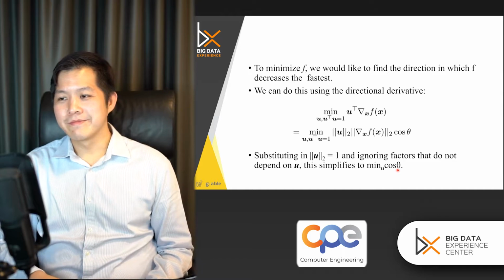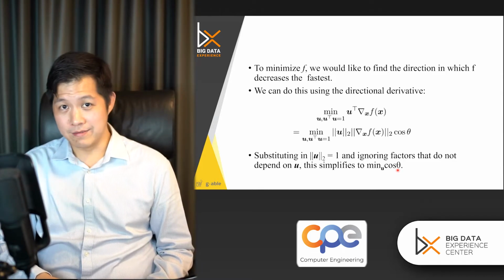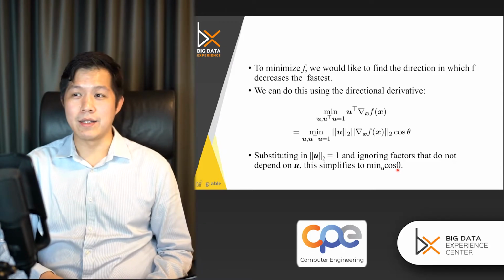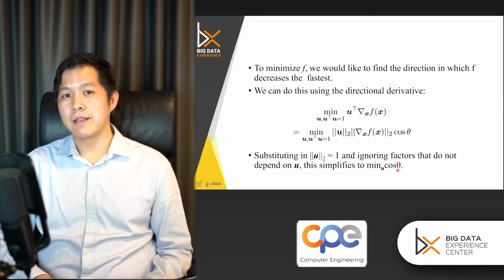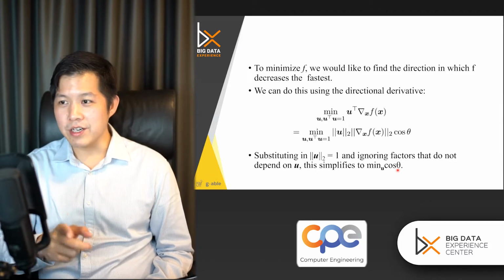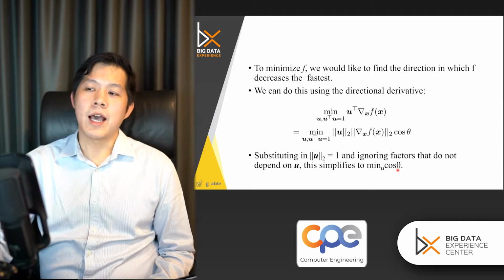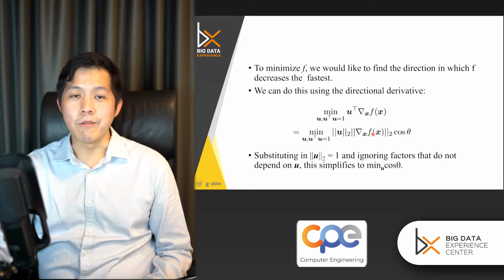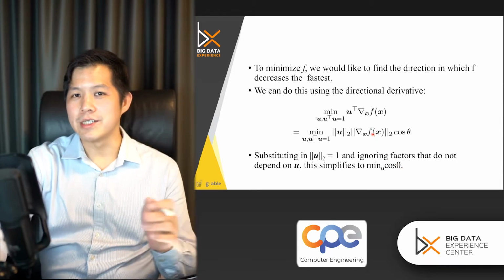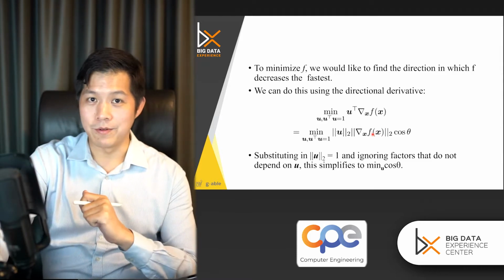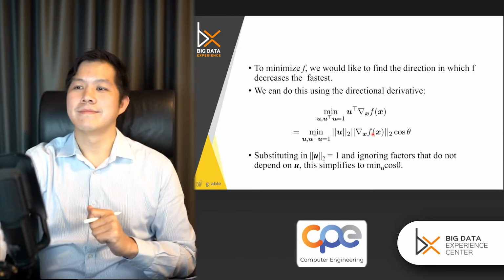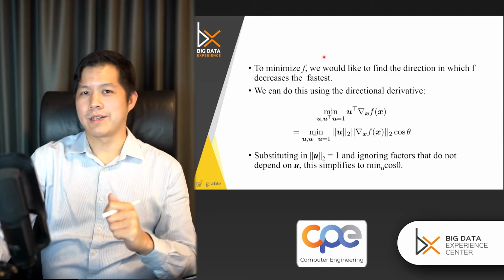Because it's just a scalar factor, it doesn't matter. This just tells you that the direction that you should go should be 180 degrees from the gradient. It should be the opposite side, or the minus value of the gradient. Right? Let's see how it works in the algorithm.